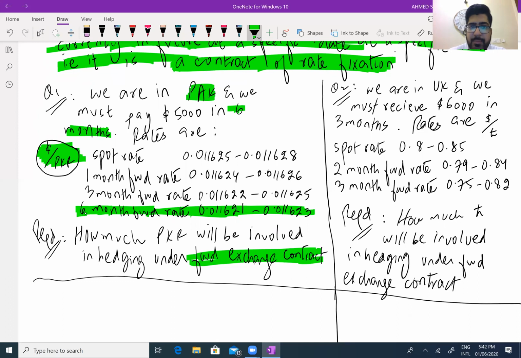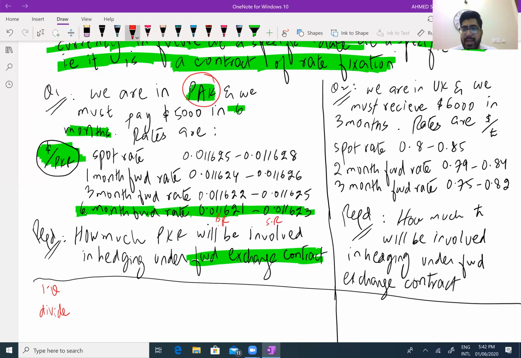Okay. Second step, identify the quote. You are in Pakistan. What is the local currency of Pakistan? Pak rupees. That's coming in the denominator. So it's an indirect quote and you will divide. Whenever there's an indirect quote, you will divide. And the lower rate among the two is the buying rate, the higher rate among the two is the selling rate. This is the second step.